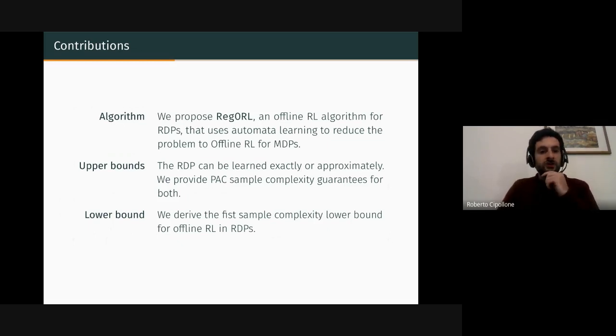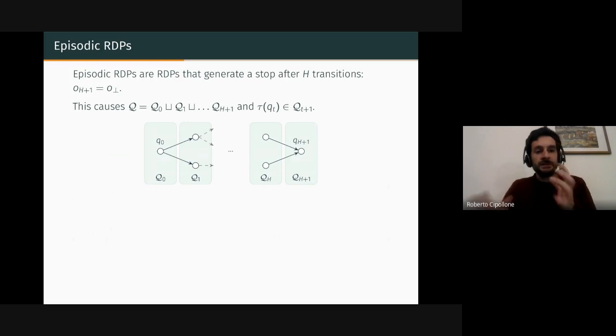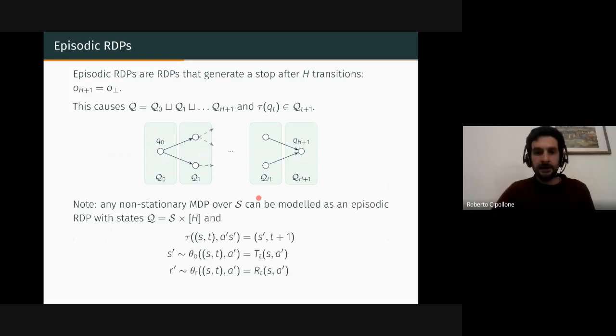So let's describe the algorithm. First, as for many papers in the finite horizon setting, we will assume that the environment is not stationary, so transitions might change at each step. To do so, we say that the episodic RDP will generate a stop symbol after exactly H transitions. This causes the state space to be partitioned into disjoint sets, one for each time step, so that we only proceed forward. And clearly, we can map any non-stationary MDP with changing transitions and rewards into an RDP with S times the number of time steps states. So there's a very simple mapping.